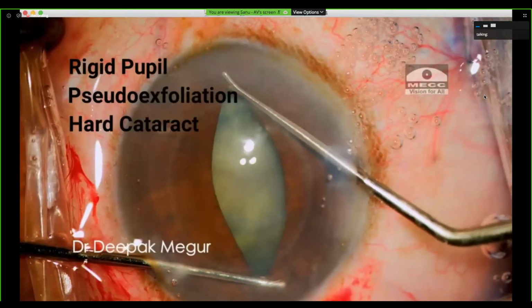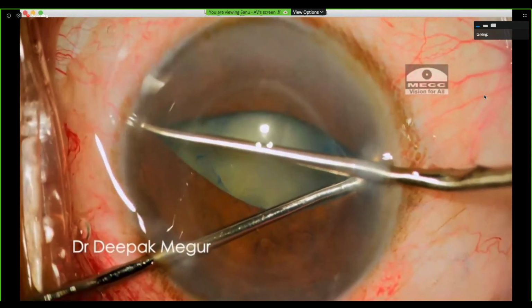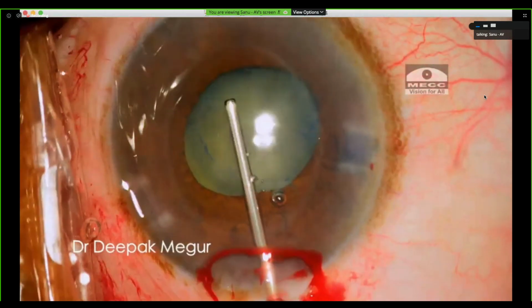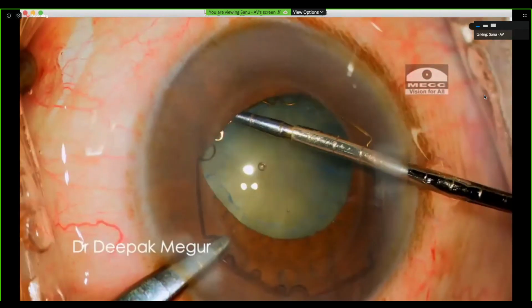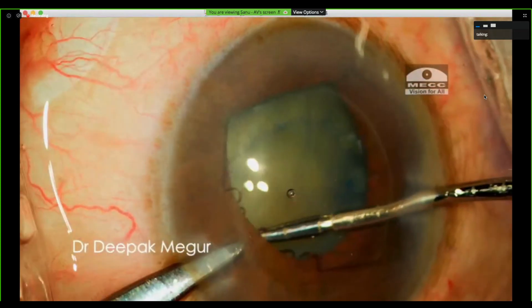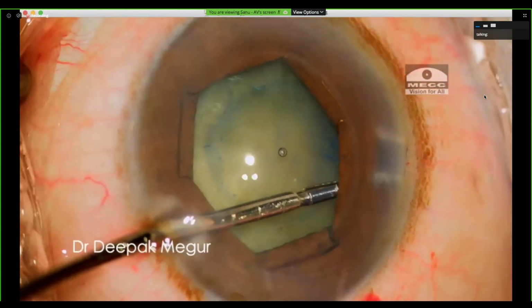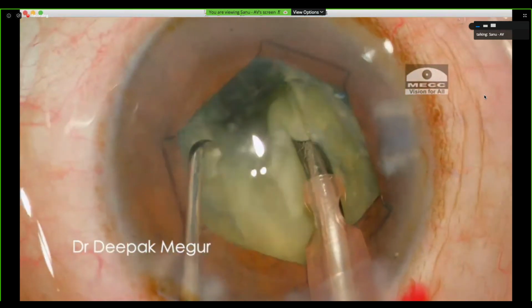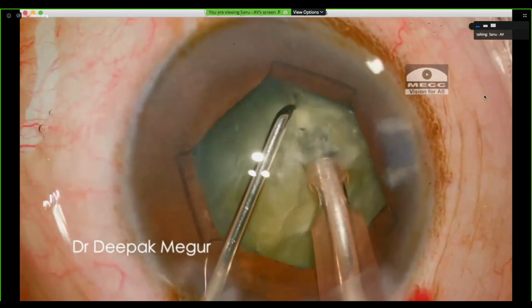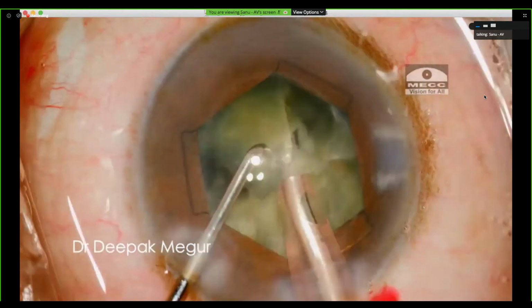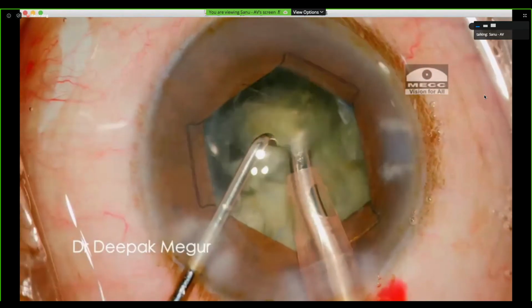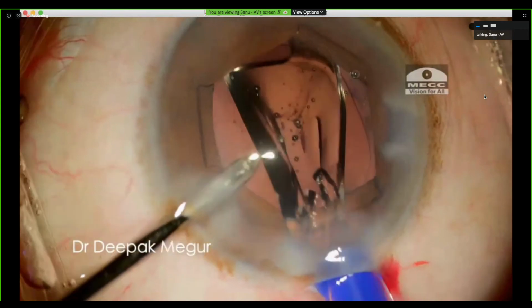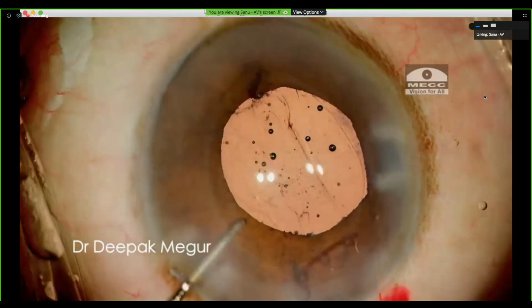A rigid pupil and a hard cataract. A bimanual stretch makes it easier to tuck the flanges of the B-HEX. As we can see, the 5.5 mm pupil is more than adequate to emulsify even this hard cataract. And once again, removal is so easy.